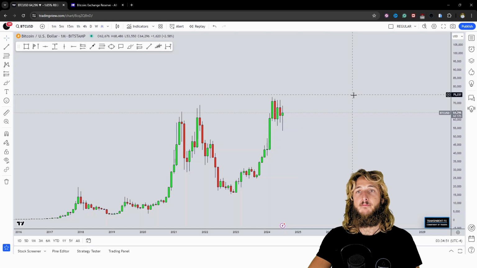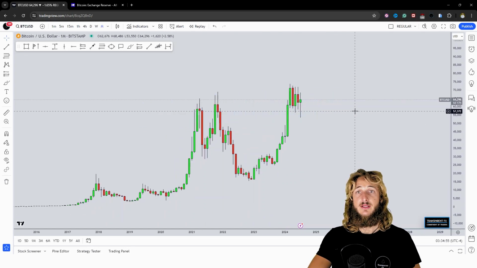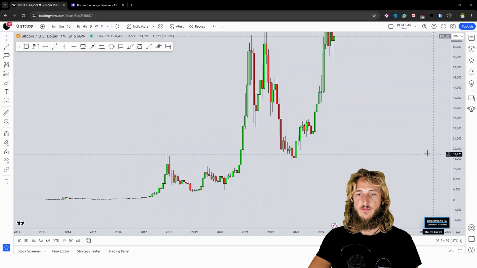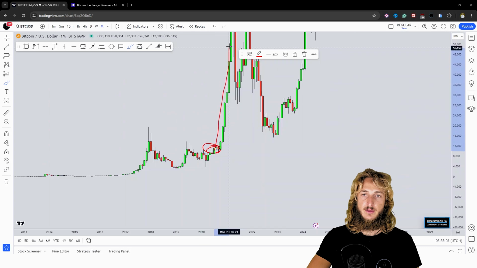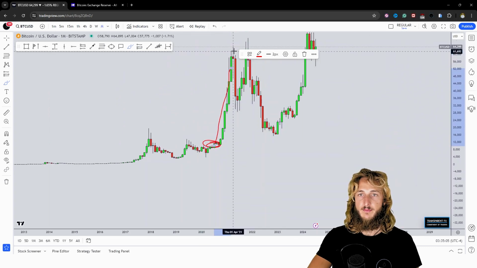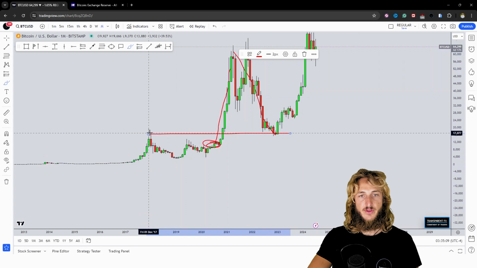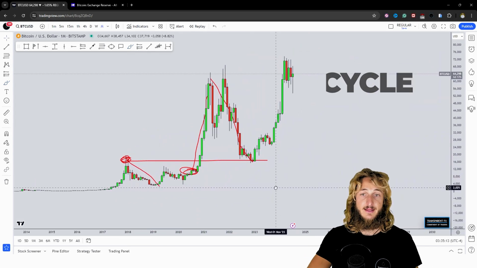Starting here from the monthly time frame, the first thing that I want to speak about is essentially the cycles of this market. In fact, what we had here was the previous halving around this level. Then the market entered into the bull market. Then we had the bear market, which ended exactly on the test of the previous cycle high, from which the previous bear market had started.